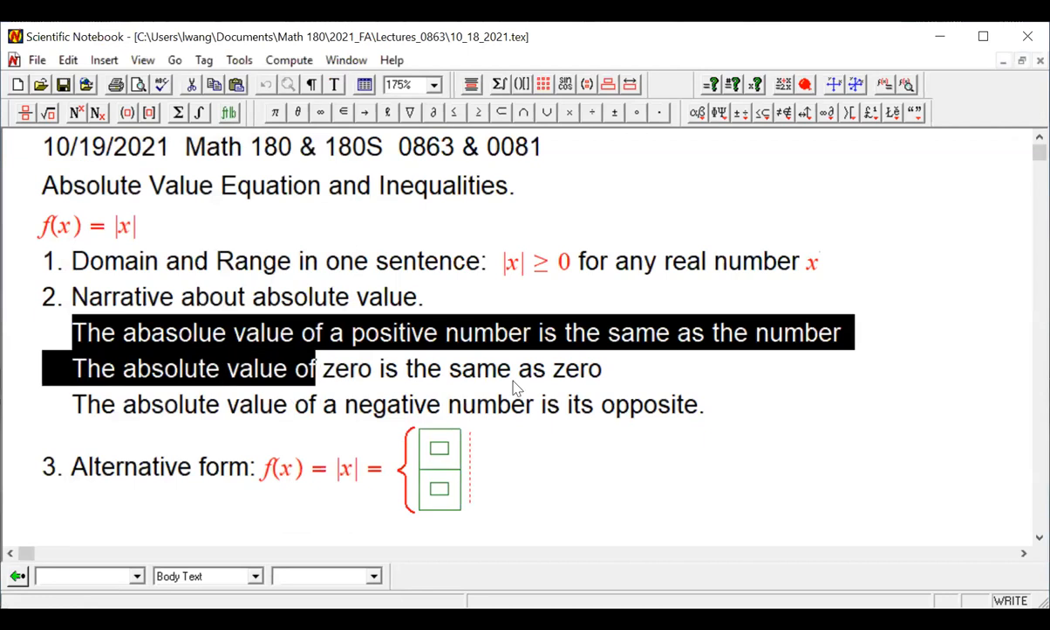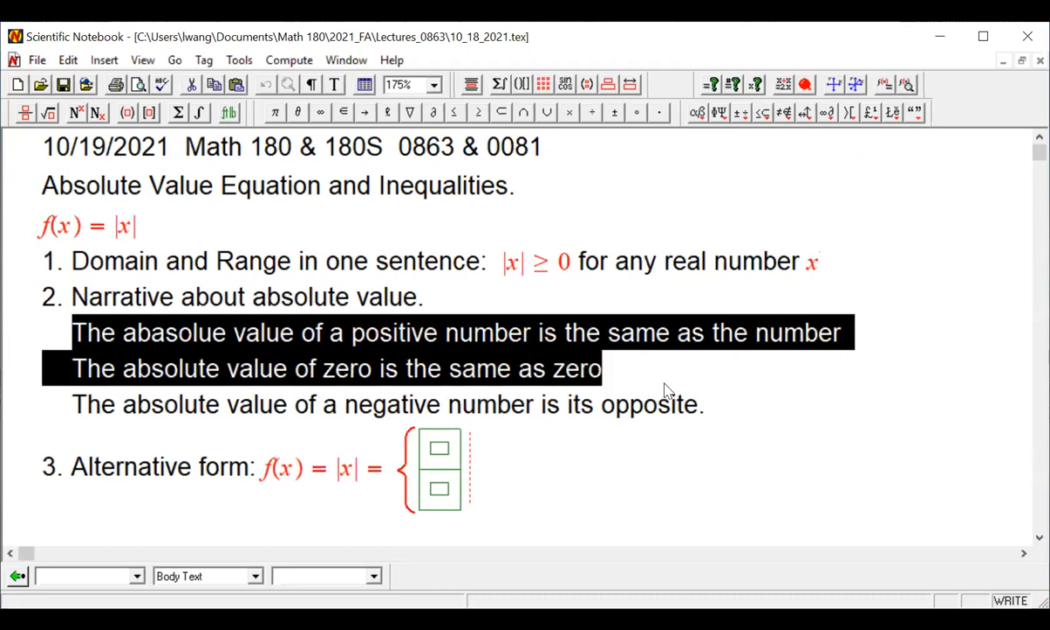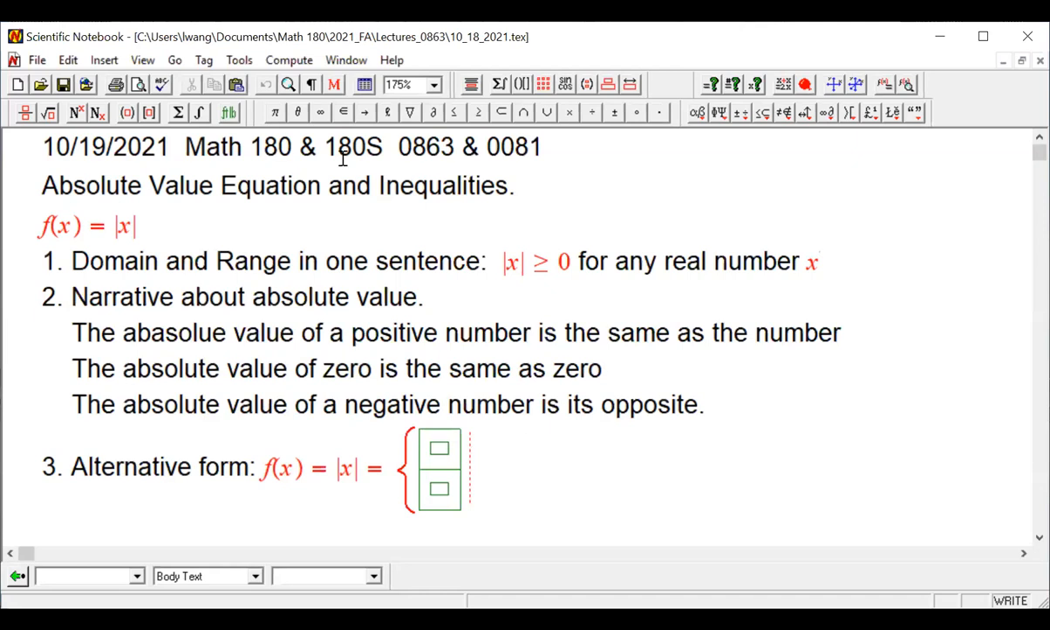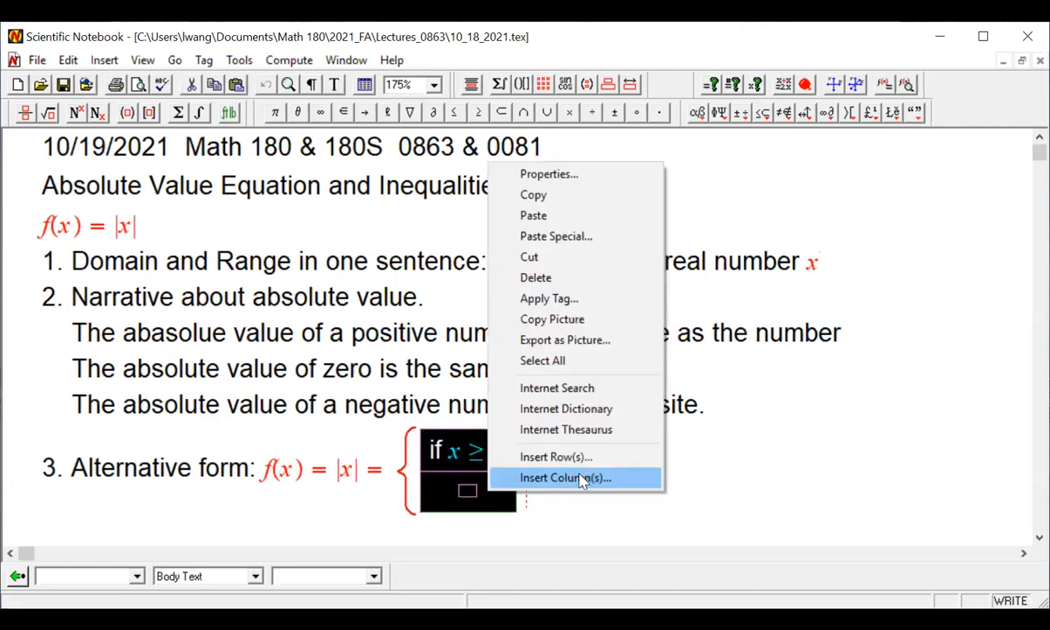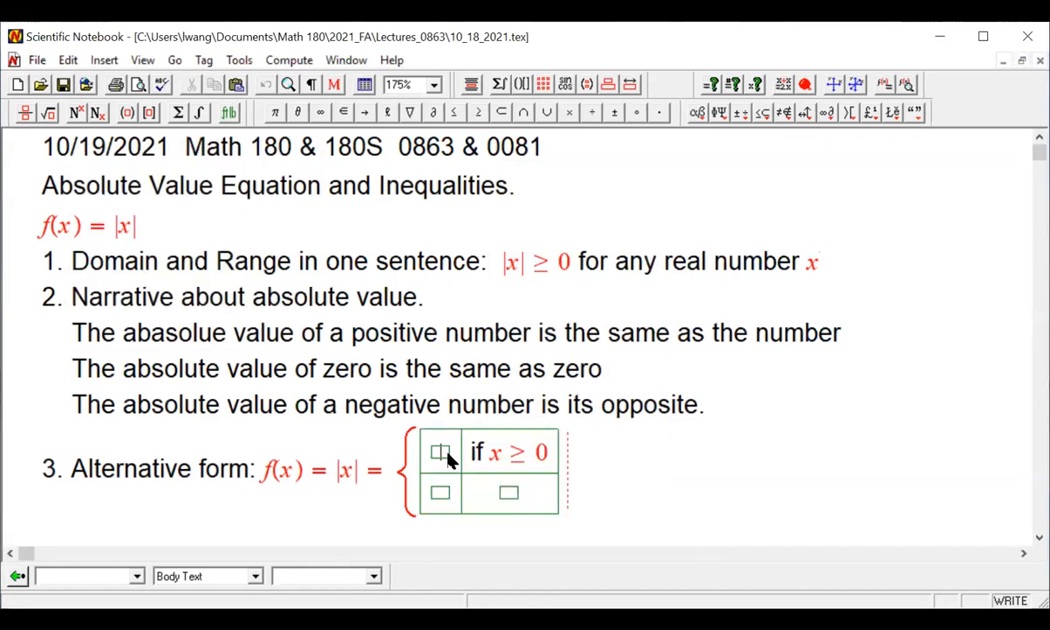Okay, so for the first 2 sentences, the absolute value of a non-negative number is summarized as: if the number x is greater than or equal to 0, then the absolute value of that number is the same as x.